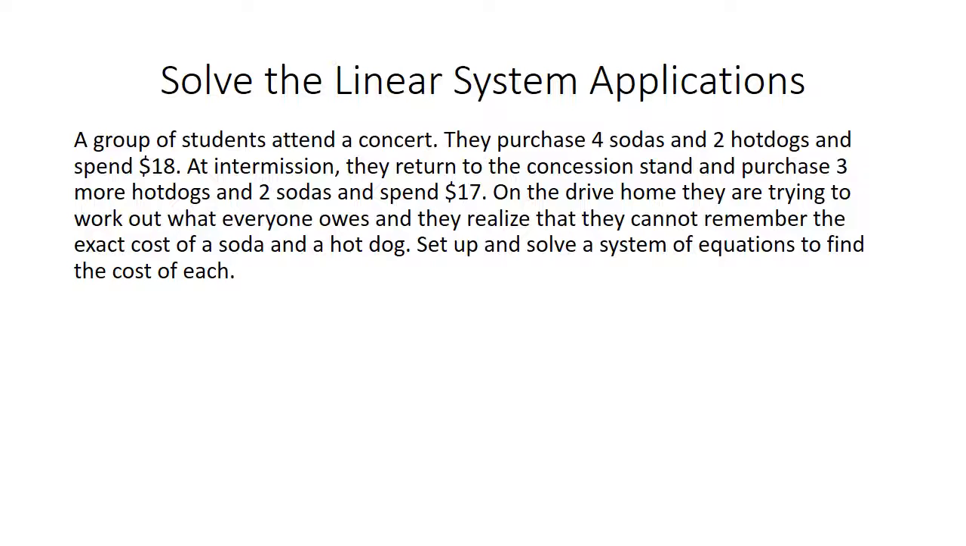So we need to set up and solve a system of equations to find the cost of each item, which would be the hot dogs and the sodas. So first of all, we need to recognize that these problems will always have 2 pieces of information that are missing. There's 2 things that we want to know, and those 2 things will be our variables. In this case, the 2 things we need to know are the cost of a soda and the cost of a hot dog.